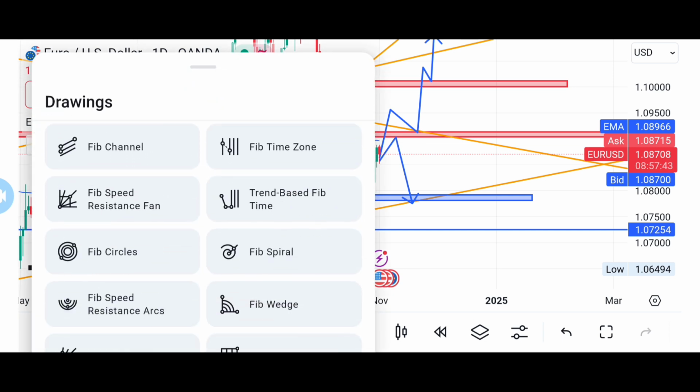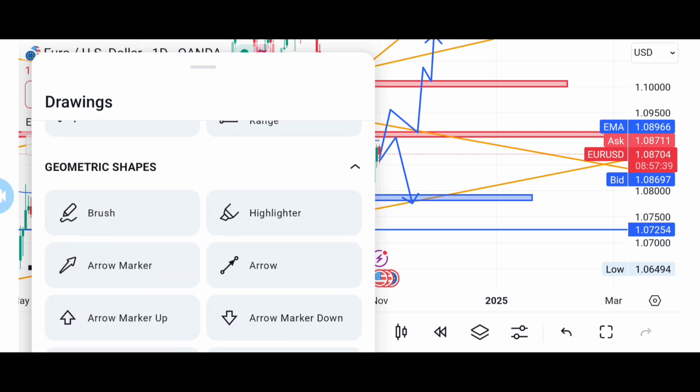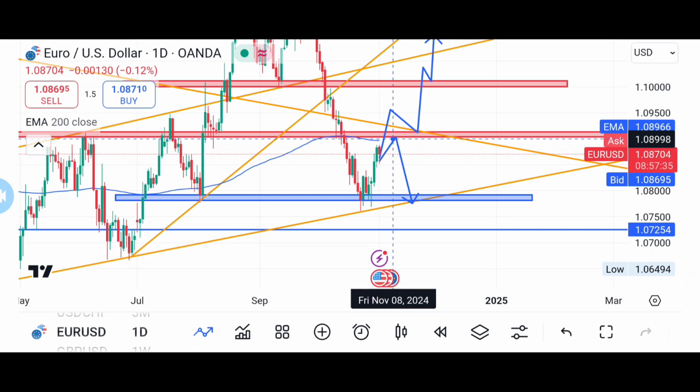In this point, at this point. We shall enter for sell at this point, and our stop loss will be at the end of the wick.